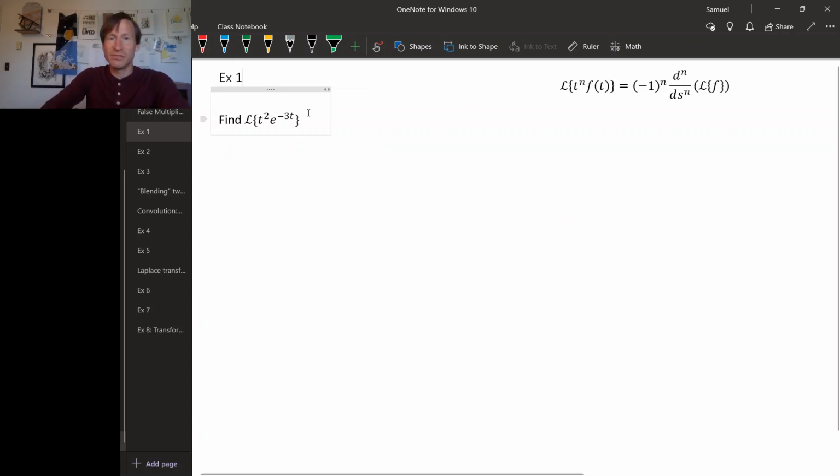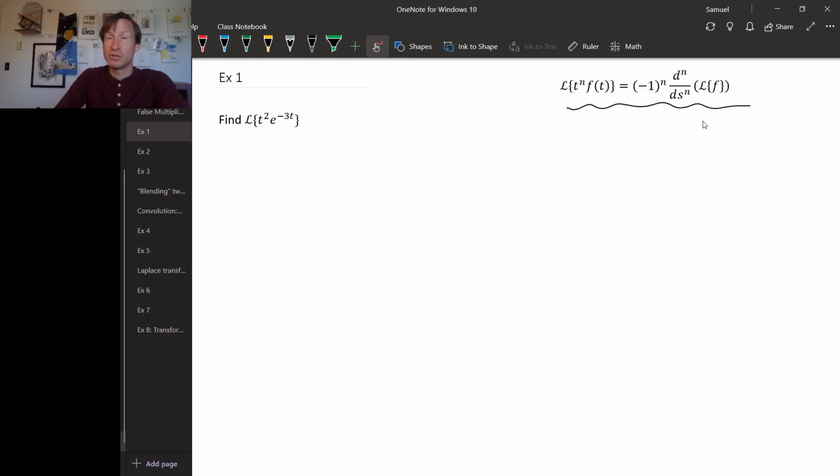Let's work out some examples of Laplace transforms involving this new Laplace transform rule that we figured out for multiplication by a power of t. So let's find the Laplace transform of t squared e to the minus 3t. Now we could compute this using other Laplace transform rules. In particular, multiplication by an exponential in t gives us a shift in s, but I think it's interesting to use this other Laplace transform rule and see that it actually does give us the same thing.